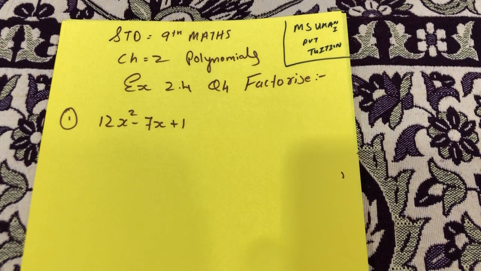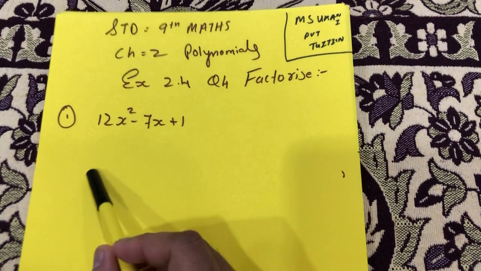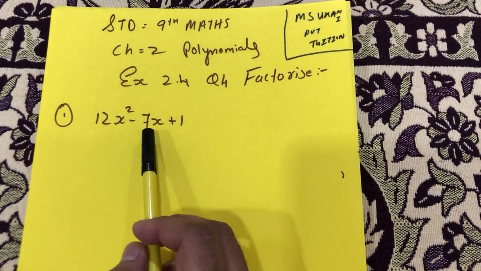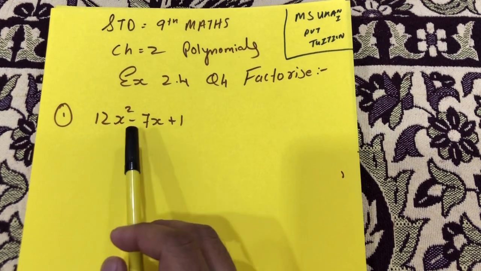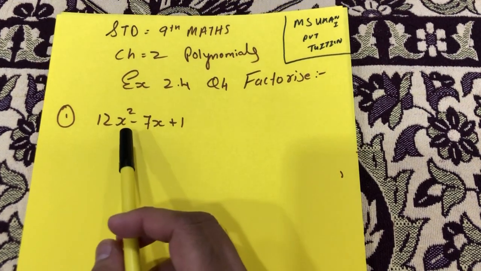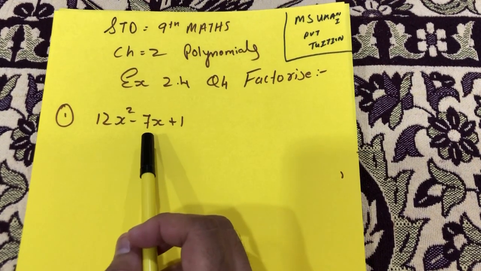So today we are going to study Standard 9 Maths, chapter number 2, Polynomials, exercise 2.4. In that, question 4, factorize. Let us observe this polynomial: 12x square minus 7x plus 1. This is a quadratic polynomial. So how will we factorize this polynomial?